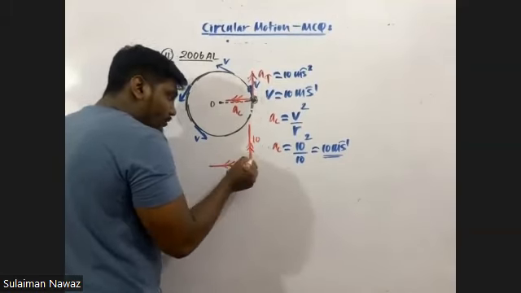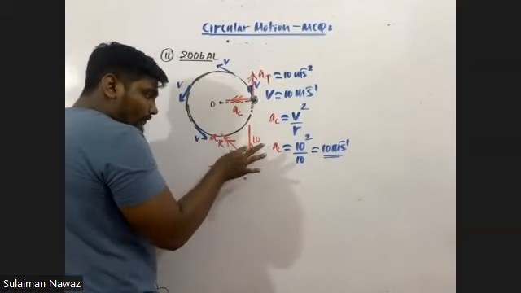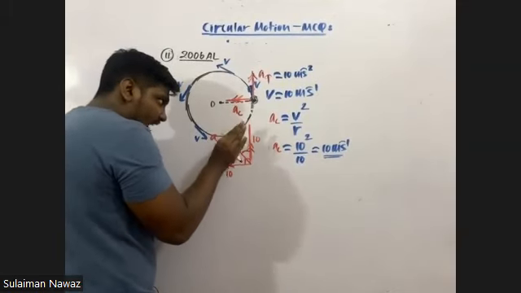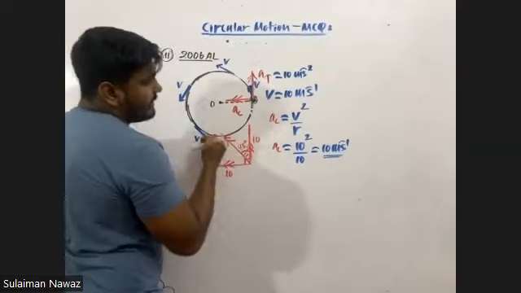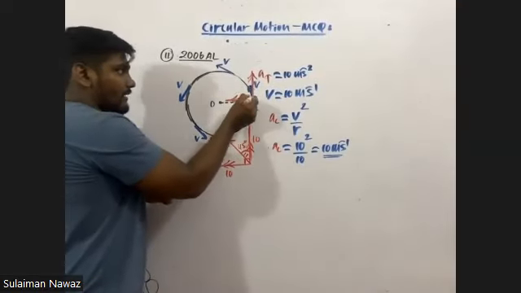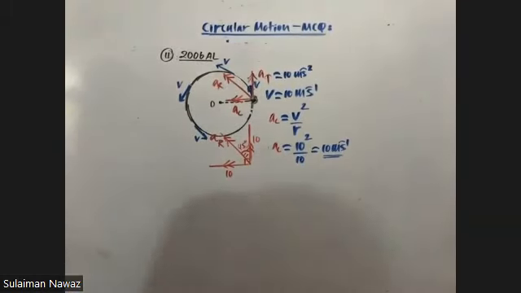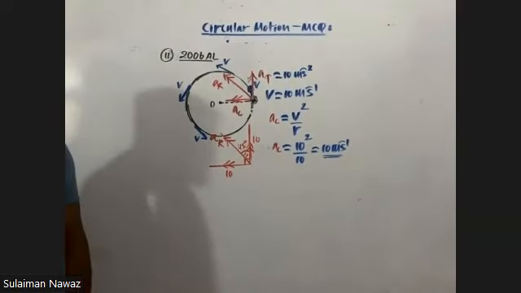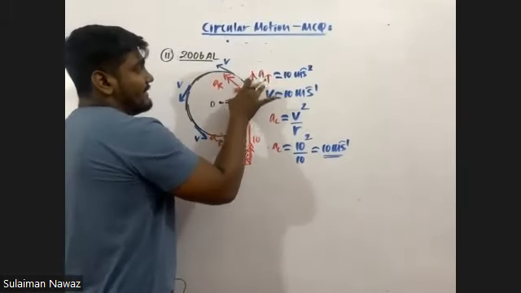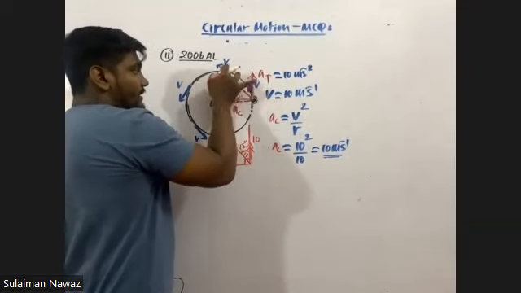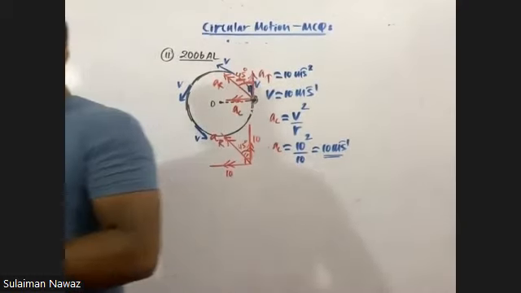The resultant acceleration of both will pass in this direction. What can you say about this angle? If centripetal acceleration and tangential acceleration both have the same value, then this angle is 45 degrees. In the question they asked for the angle between the velocity vector and the resultant acceleration vector of the particle. The velocity vector at this instant is upwards, the resultant acceleration vector is in this direction, and this angle is 45 degrees. Answer is 45 degrees.